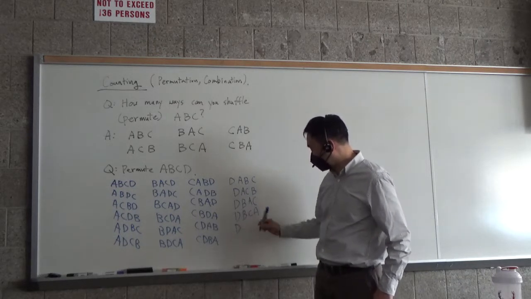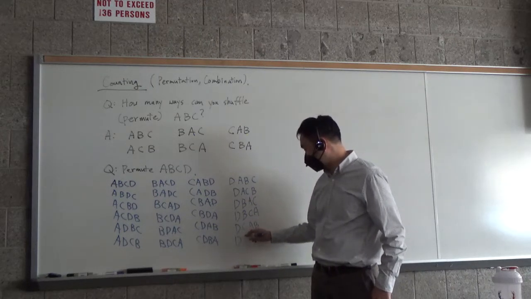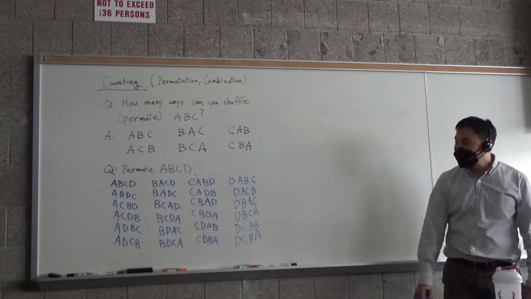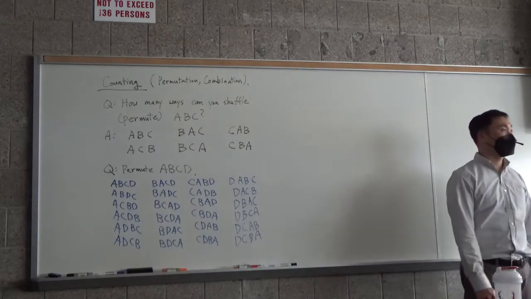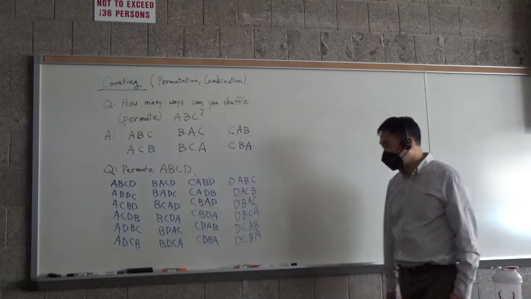Now that's wrong. D, C, A, B, D, C, D, A. All right, good. So how many do you count? 24. You count 24, right? Okay.